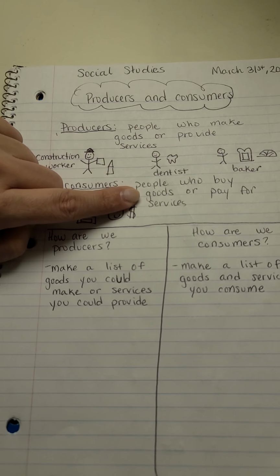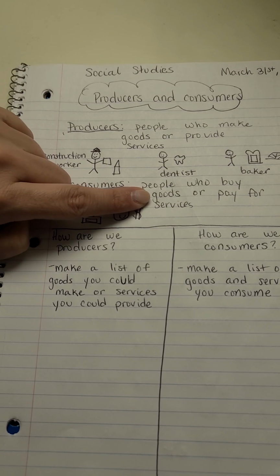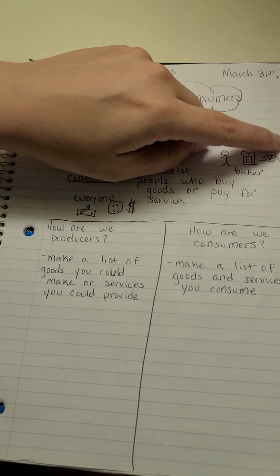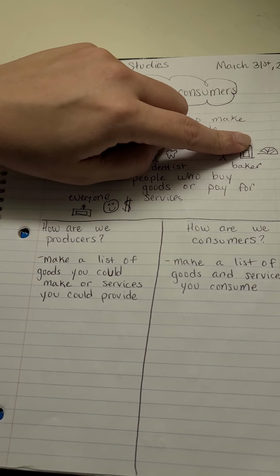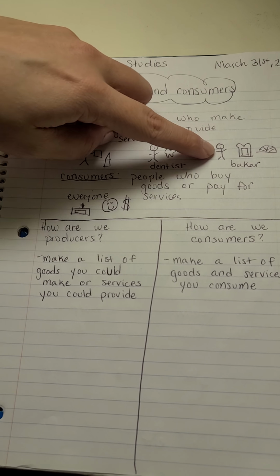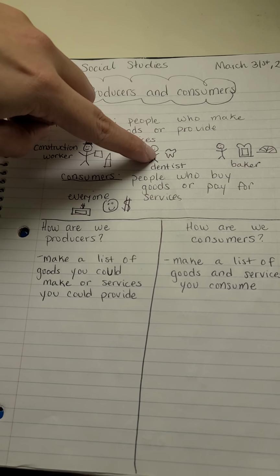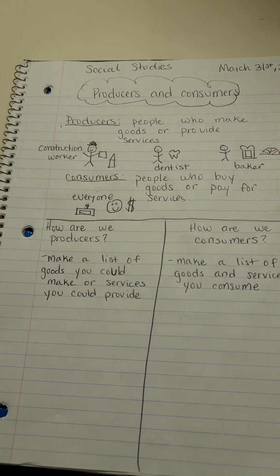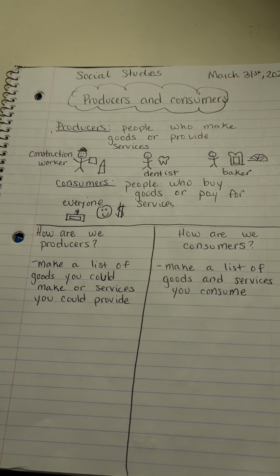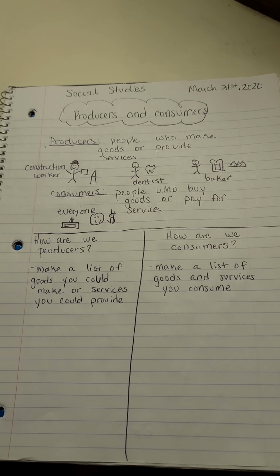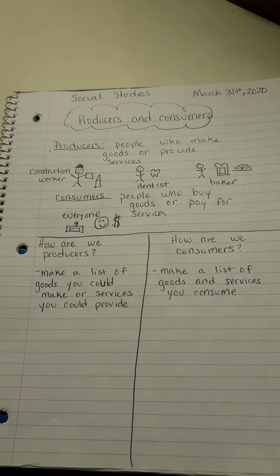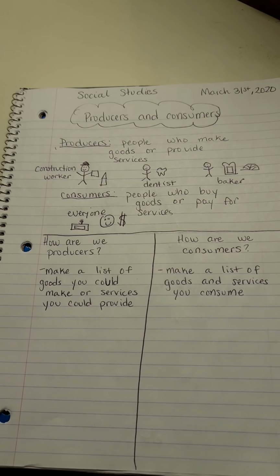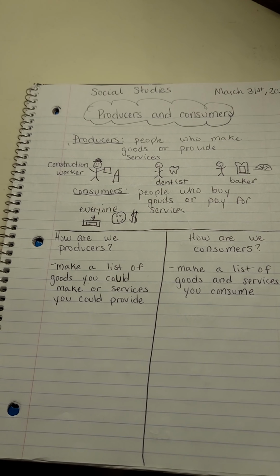If you remember what a good means, a good is a product that you take home to your house. So a good here would be the bread. The people who are providing the services are the baker, the dentist, and the construction worker. Also, we can come up with other services like hairdressers or anyone who provides a service, a babysitter, a dog walker. Anyone who provides a service here would be under the people who provide services.